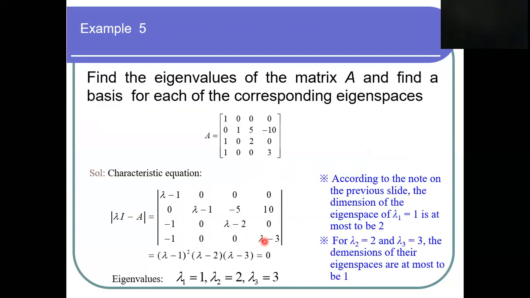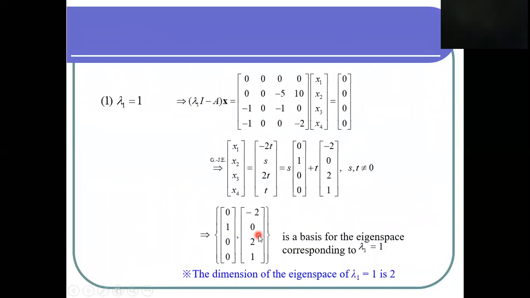So let us take another example. Find the eigenvalues of A and find a basis for each of the corresponding eigenspaces. You have a very big matrix, and you can take its characteristic equation and set it equal to 0. In that case, you have four eigenvalues. Lambda equal to 1 has multiplicity 2, so you have two repeated roots, and then lambda equal to 2 and lambda equal to 3 are also eigenvalues.